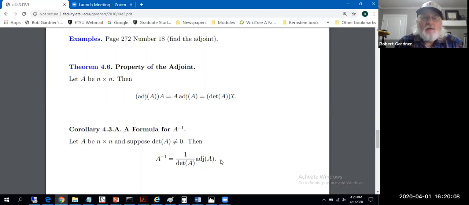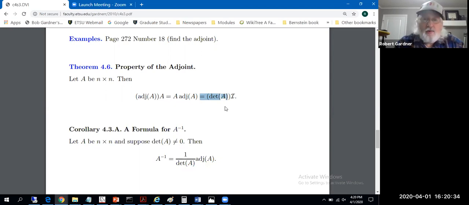Why is that? Well, if you look back upstairs in the theorem, we've got matrix A times the adjoint of A, on the left or right, equals the determinant of A times matrix I. Well, if we were to divide by this scalar, determinant of A, it's just the determinant of A part that I want, divide both sides of this equation by the determinant of A.